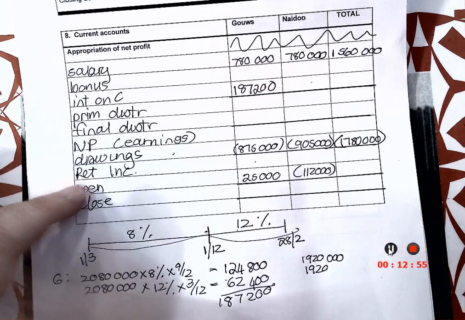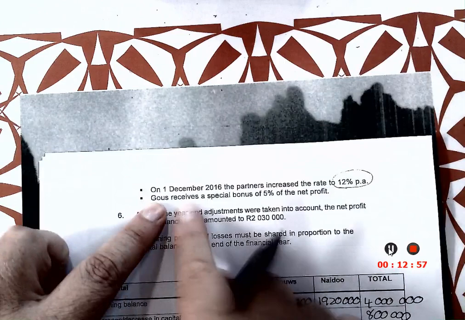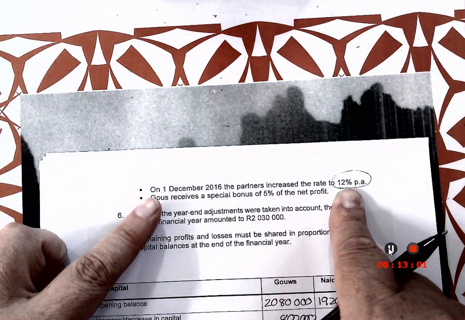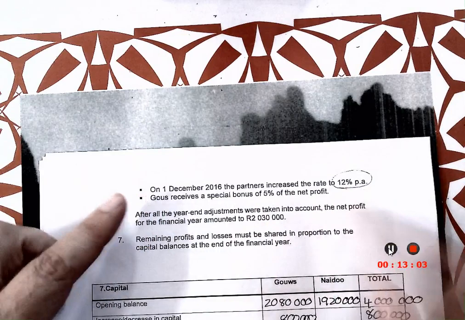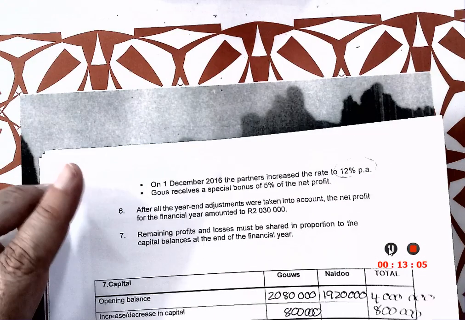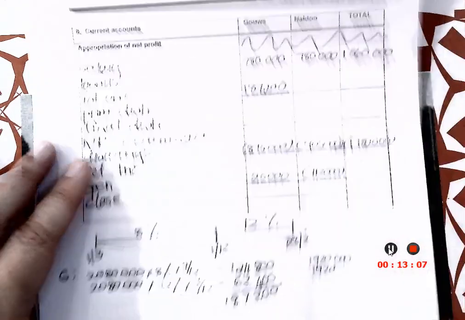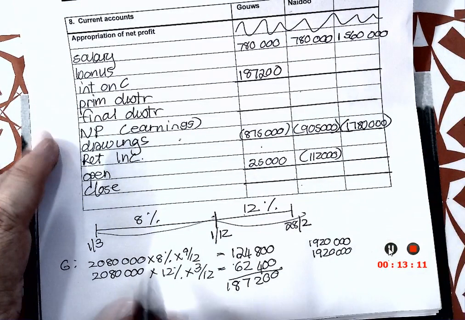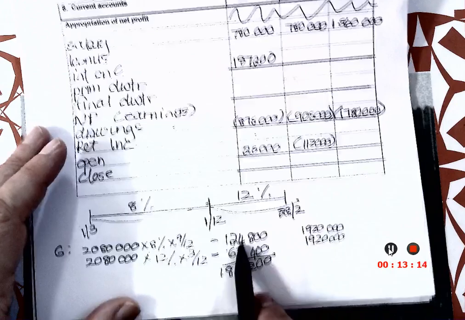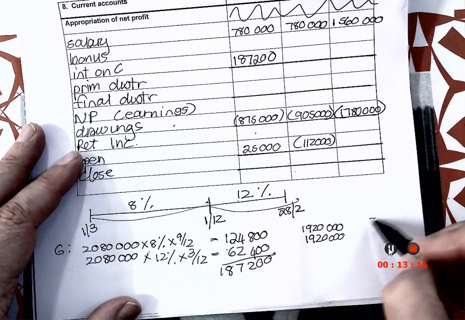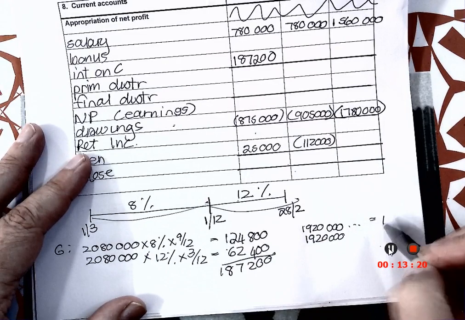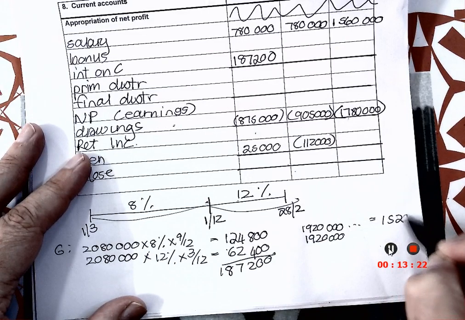Because they say that on 1st December the partners increased the rate to 12%. Okay, so I'm going to use the 1920 the same, 8% for 9 months, and that's going to give me 1,200.